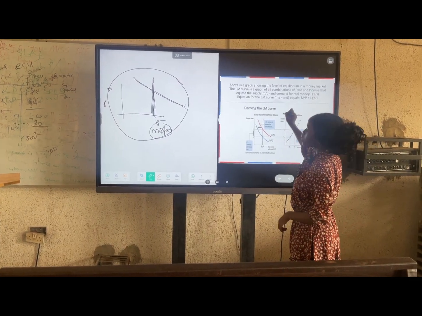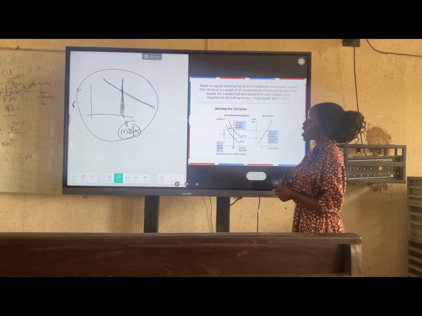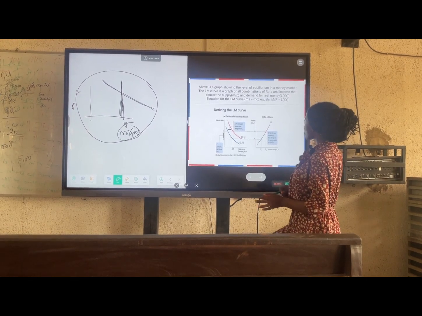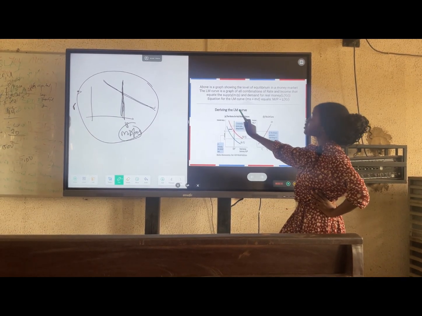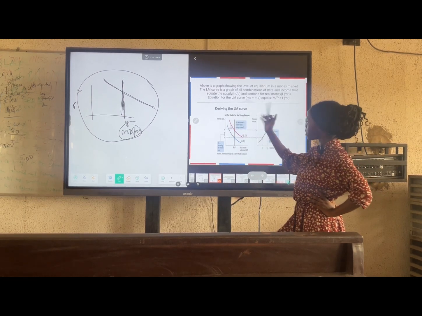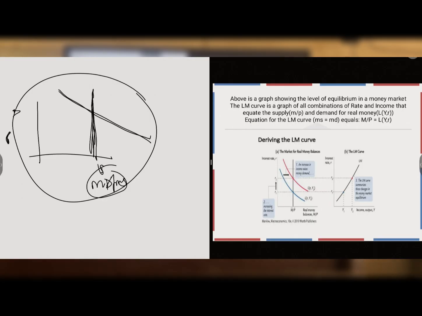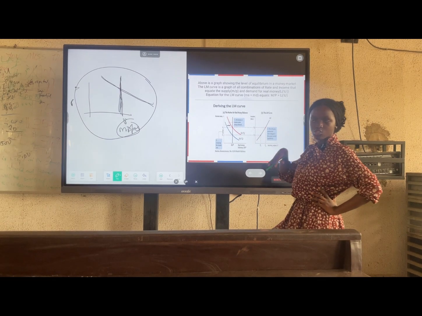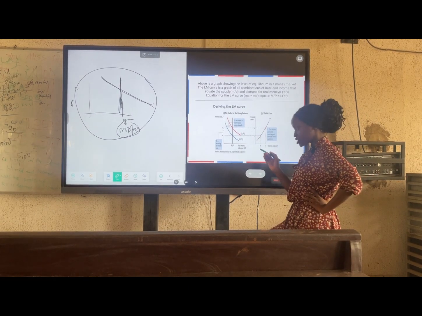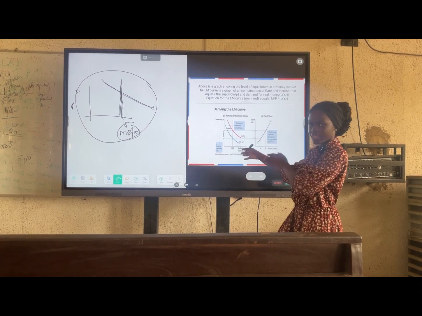So we're going to be deriving the LM curve here, from the market for real money balances, which is the money demand and the money supply market. Here we have the money supply curve, which is vertical because it's fixed. So in the short run, it's fixed. No amount of interest rate can move it.